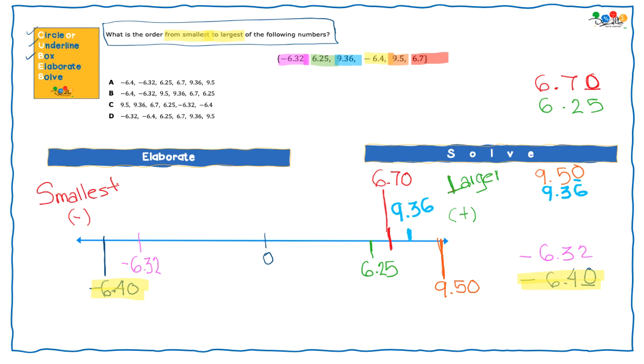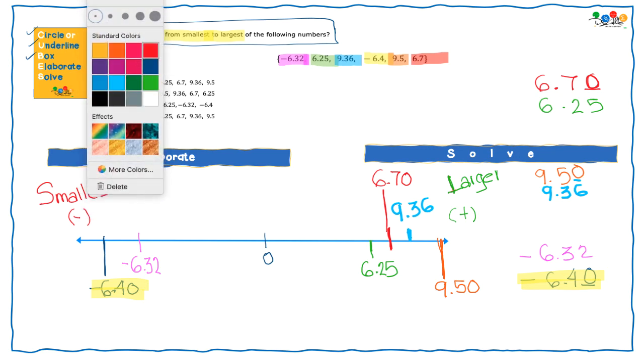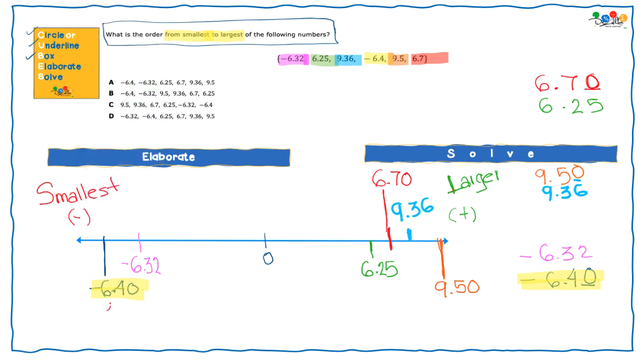So that's the question, from smallest to largest. I'm going to add a label here, and I'm going to say, okay, in that case, the first smallest will be negative 6.40. The second smallest will be negative 6.32. The next smallest will be 6.25. The next smallest number will be positive 6.70. The next one should be positive 9.36. The next one should be positive 9.50.